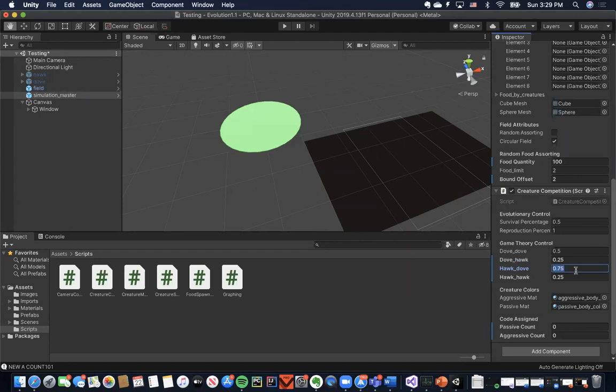But when a hawk interacts with a hawk, we can say, okay, they're going to split the resource, but they're also wasting energy because they're more aggressive creatures. And as a result, we have to subtract that from the score. And that's why I said the hawk-hawk payoff is 0.25.